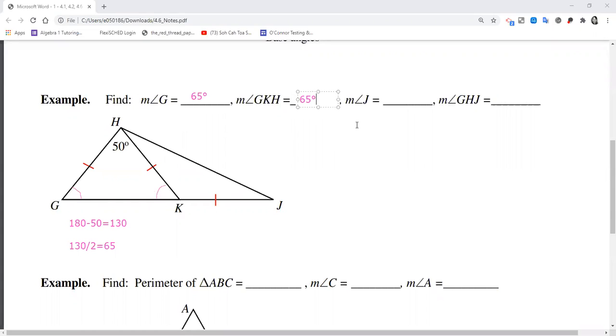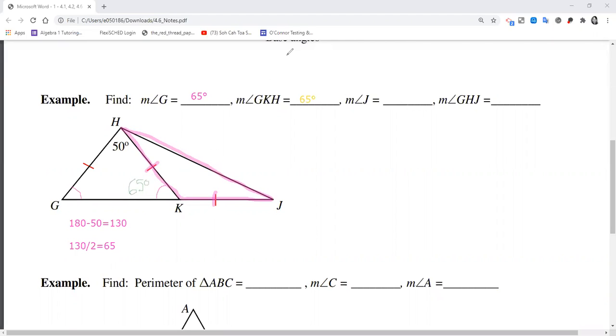All right, next they're asking us about the measure of angle J. Now, you have to sort of figure out that you've got a whole different isosceles triangle here. So if you look from H to J, or K to J, you've got a different isosceles triangle, and you have these two different congruent sides. Now we already know that this angle here is 65 degrees.